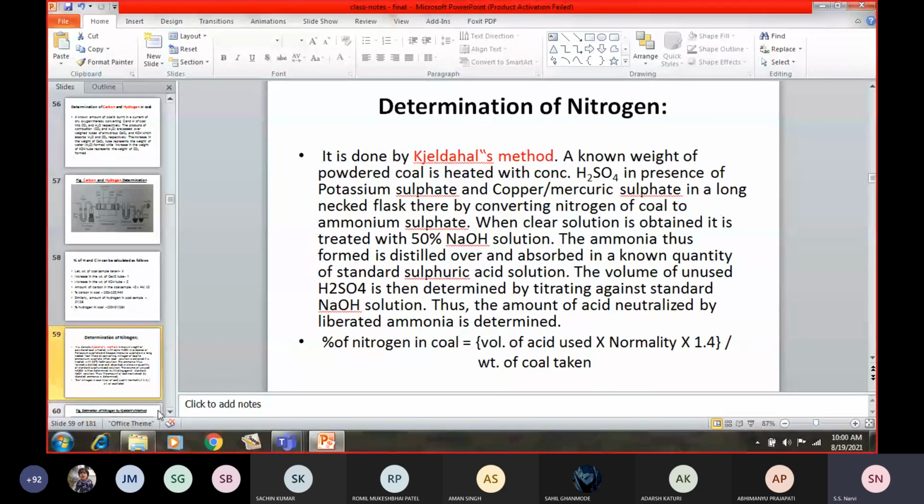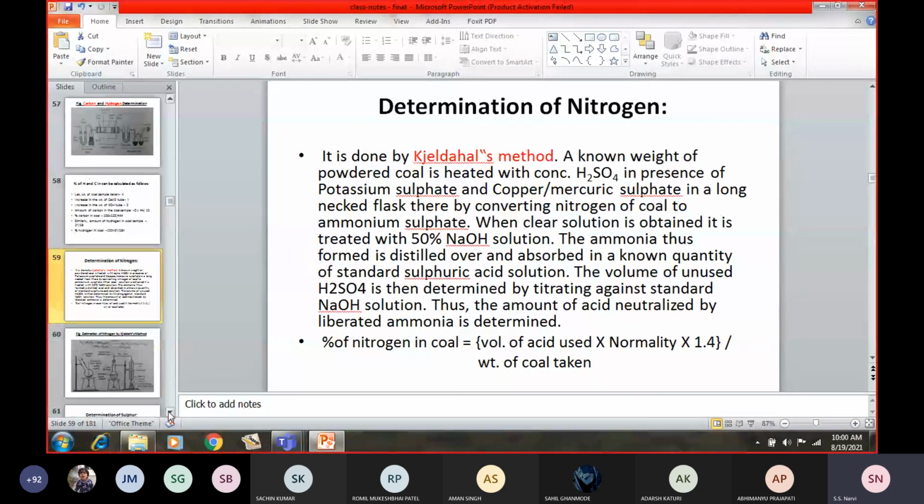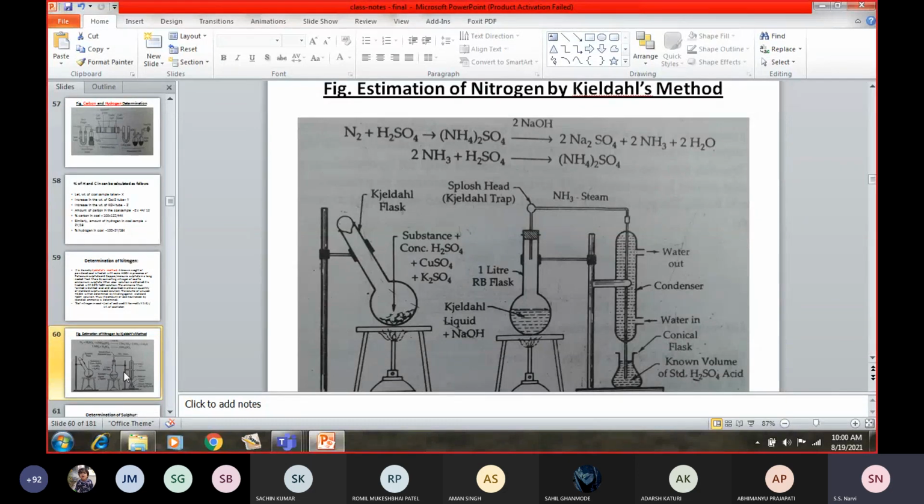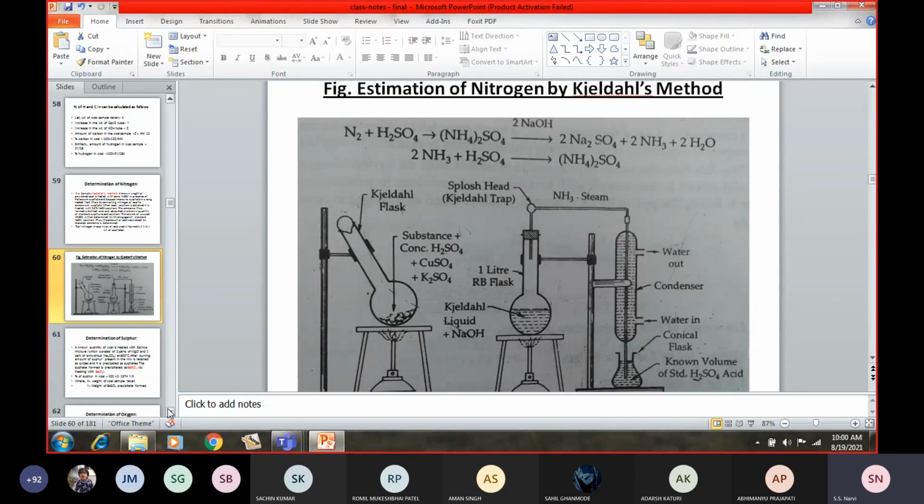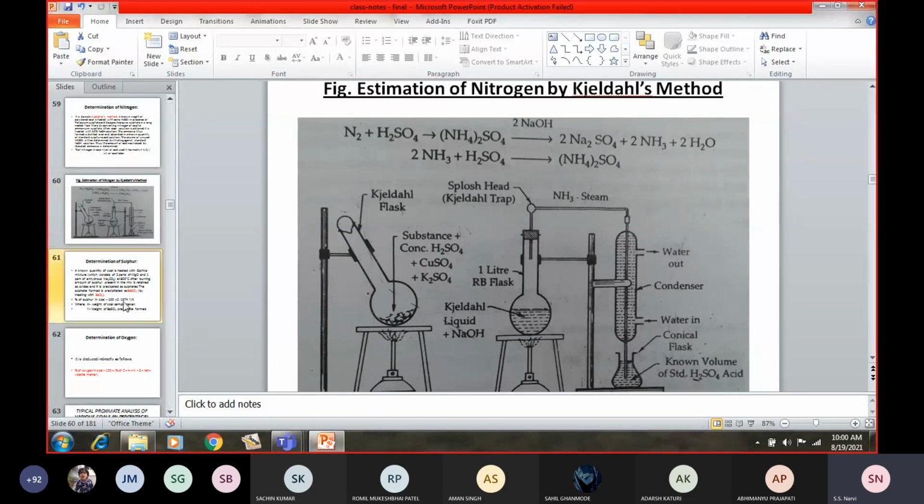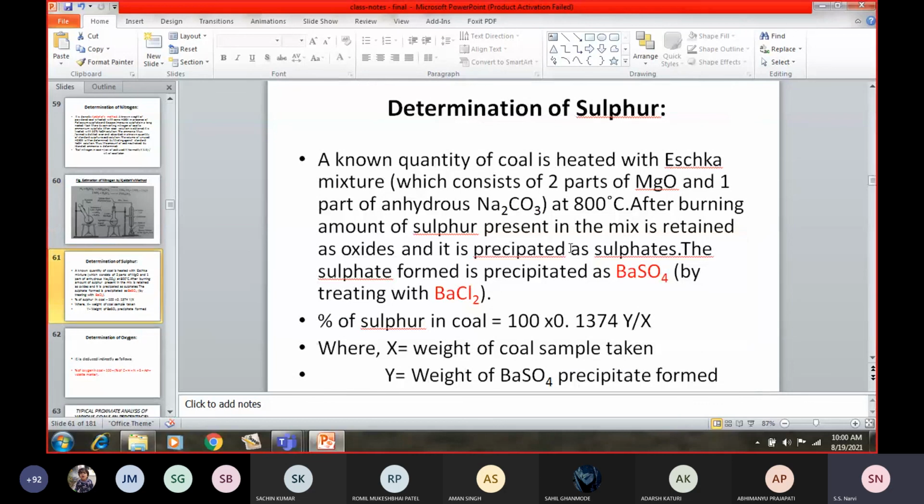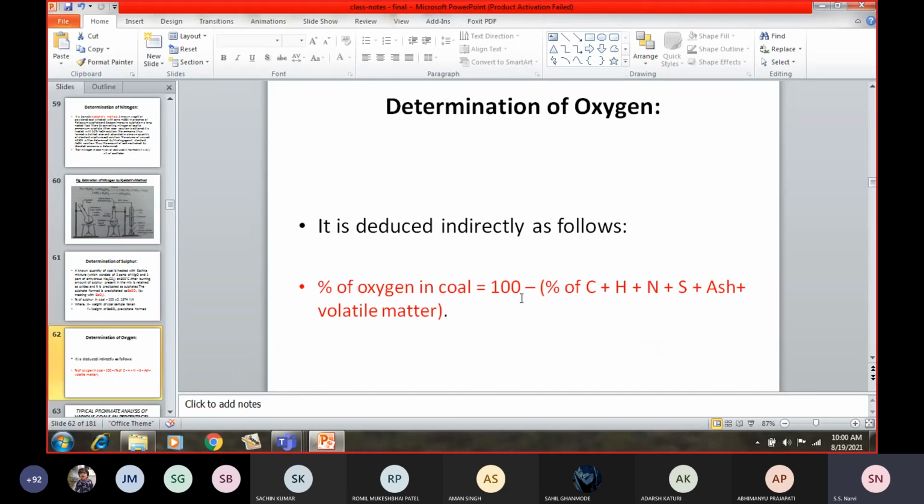Then determination of nitrogen. Nitrogen is determined by the Kjeldahl method, and this I will upload. You will be able to know. The Kjeldahl method is already known to you. Sulfur I have told you. Then oxygen content is determined by subtracting all the other percentages from 100, and the percentage of oxygen will be known to you.